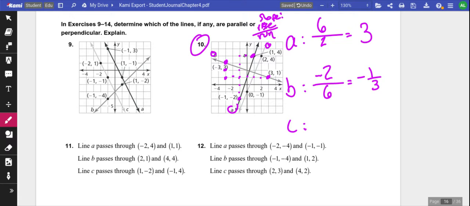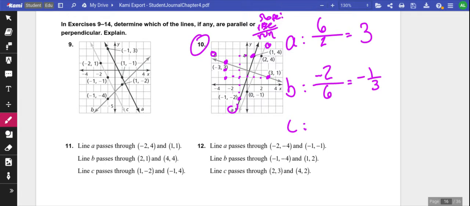Let's see what C's slope is. Let's see if A and C are both parallel to B. You can have more than one line be... A and C both be perpendicular to B is what I meant. You can have more than one line on your graph be perpendicular to the same line.